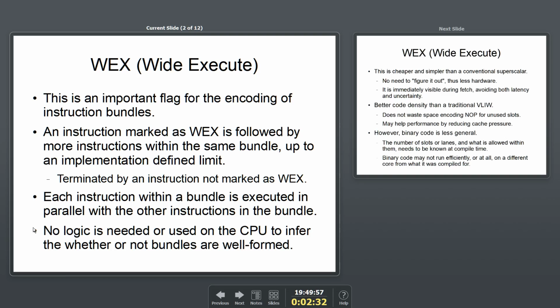And no logic is needed or used on the CPU to infer whether or not bundles are well formed. That is part of the point of this, because it's not a superscalar, but it's also not a pure scalar either, because it can execute operations in parallel, but it avoids some of the cost of a superscalar in this case.